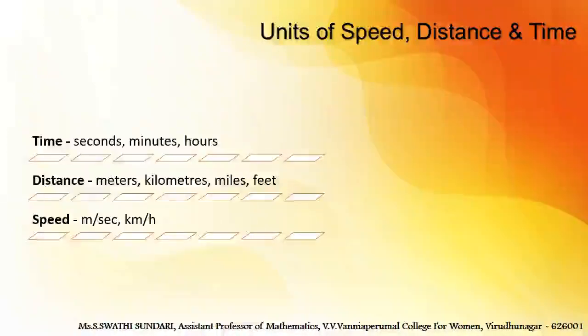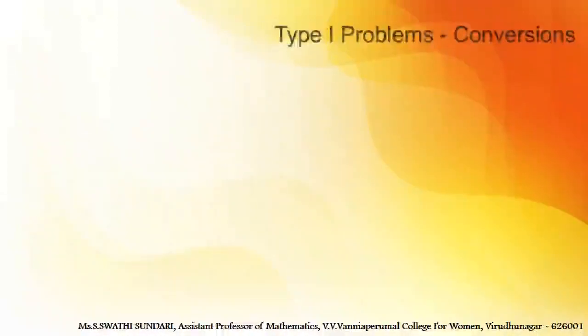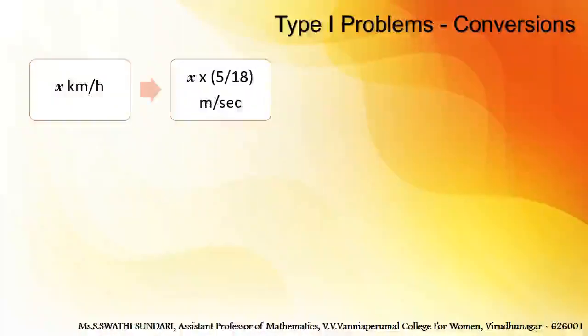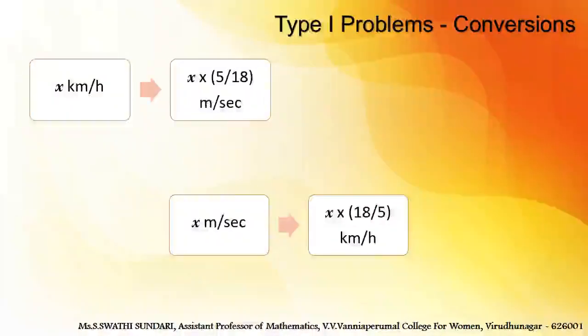Now that the units of speed, time and distance are clear, these are the two formulae used to convert kilometer per hour into meter per second and meter per second into kilometer per hour. Here, x kilometer per hour is converted into meter per second by using x into 5 by 18. And when x meter per second is converted into kilometer per hour, we use x into 18 divided by 5 kilometer per hour.